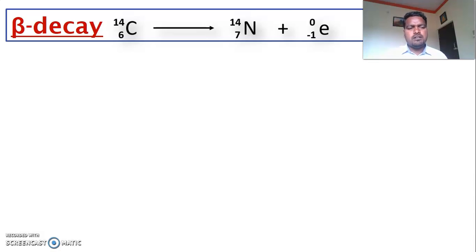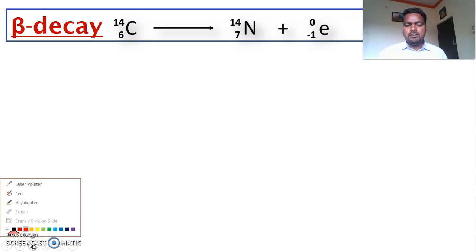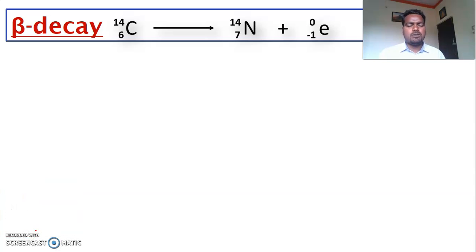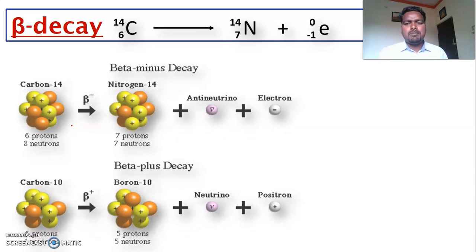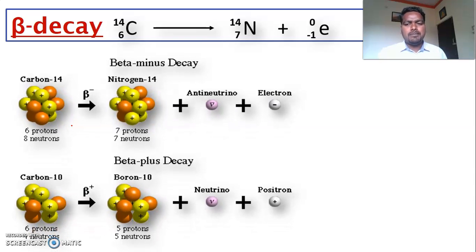Next important type of nuclear decay is beta decay. We discussed alpha decay, which involves elimination of an alpha particle, but beta decay involves elimination of a beta particle. A beta particle is nothing but a beam of electrons. So there are two kinds of beta decay: one is beta plus decay and the other is beta minus decay.